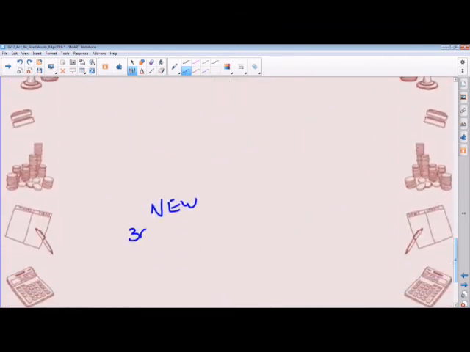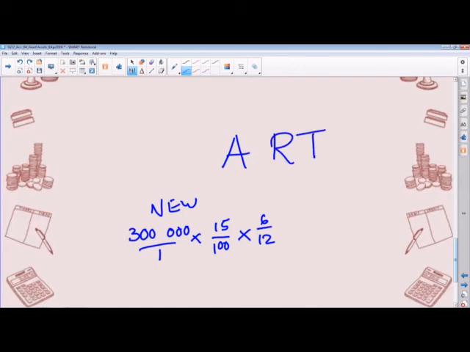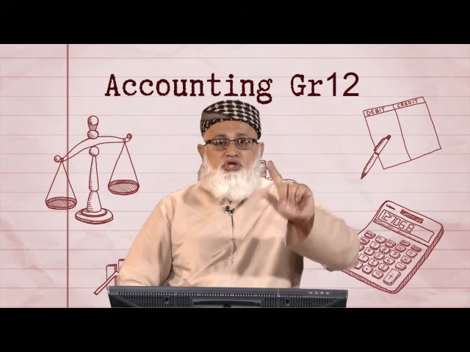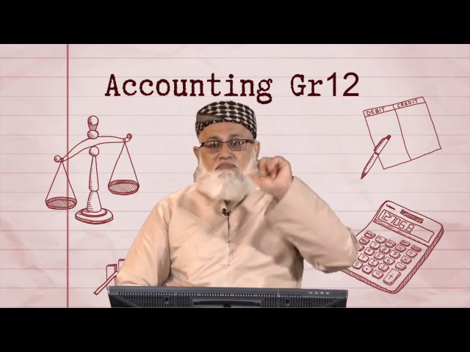So immediately you say, fine, 300,000 over 1. We've got our A. Our rate is 15 over 100, and our time. This vehicle was purchased when we traded in the old vehicle. That means 6 over 12. Grade 12s, very, very important. Your amount, your rate, and your time component.